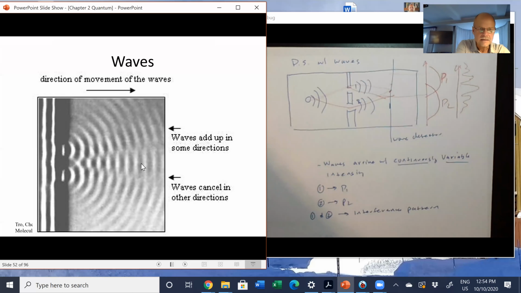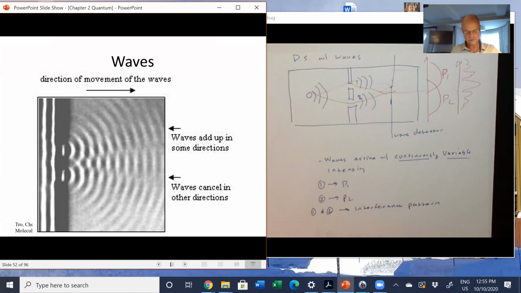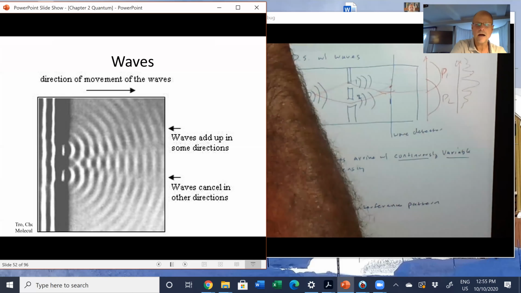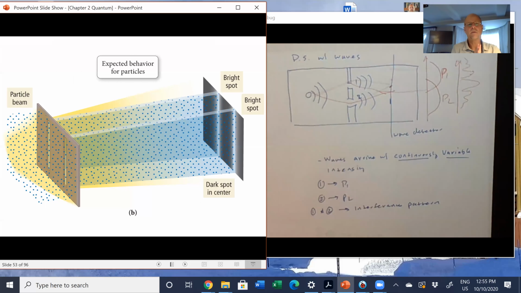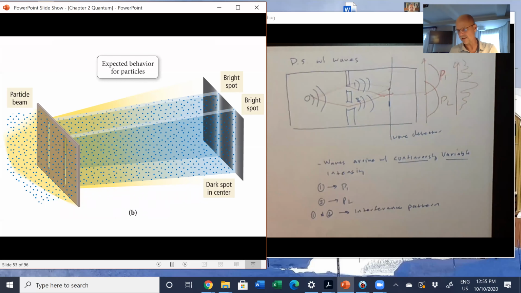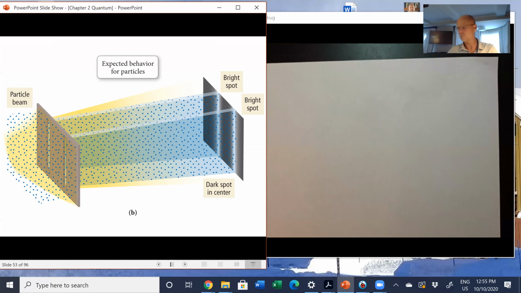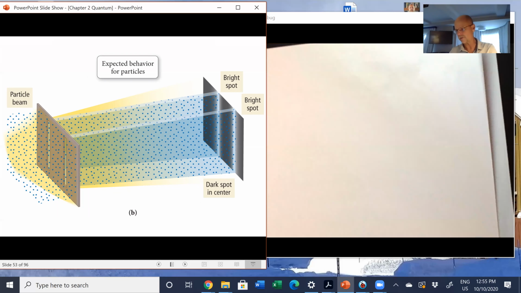Notice you can kind of see that here, right? Here's where it's constructively interfering, destructively interfering, constructively interfering, and so on, okay? So that's the double slit experiment with waves. Now, we'll move on, and we want to do the double slit experiment with electrons, right? So what happens when we do this experiment with electrons?